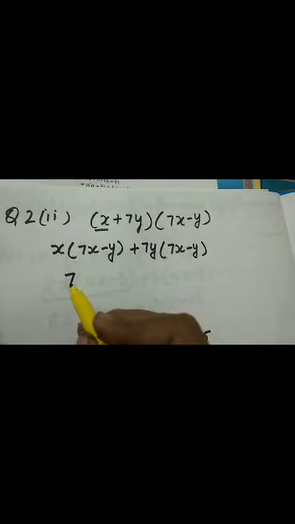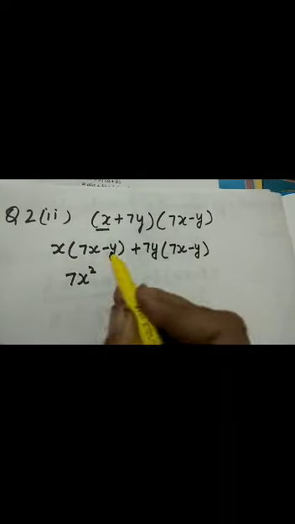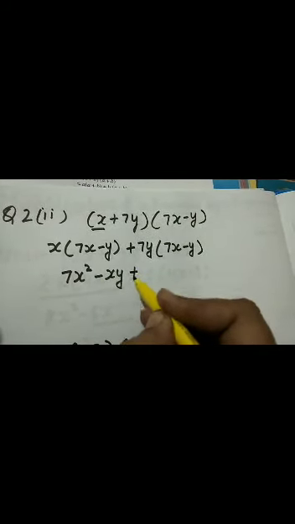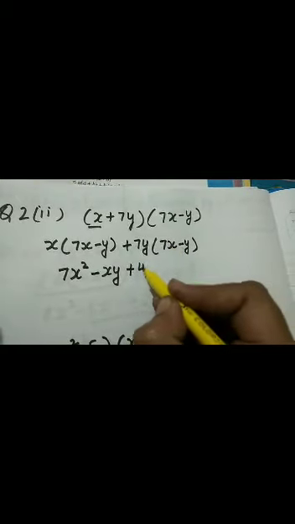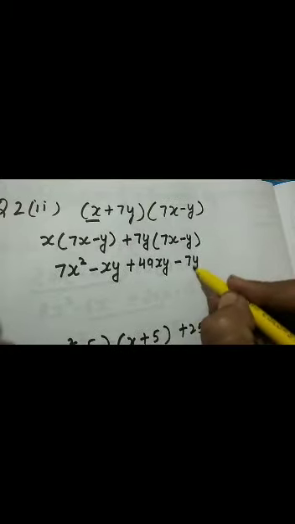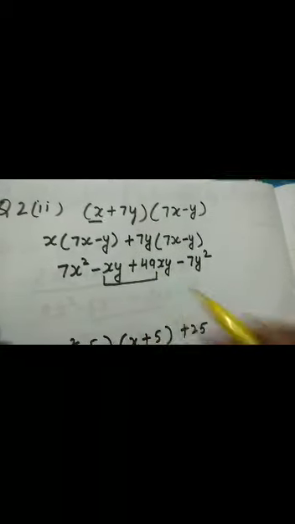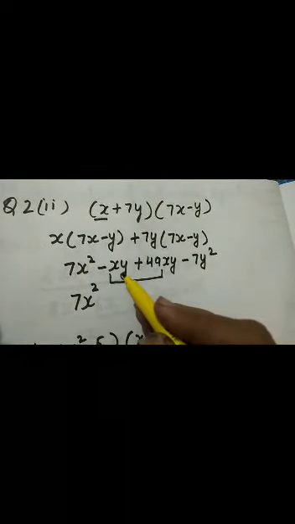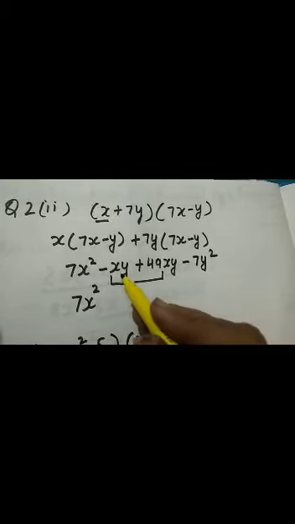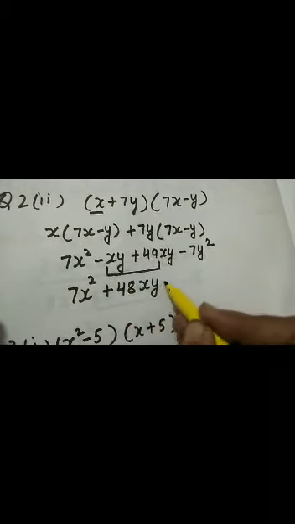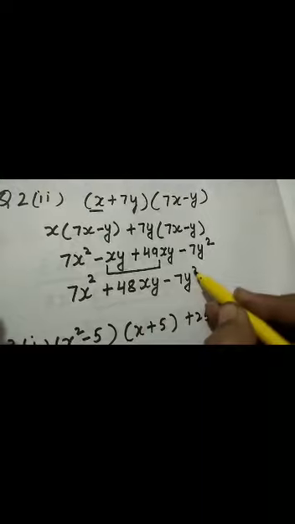Now this will be 7x square. Now this x will be multiplied by y, minus xy. Now plus 49xy minus 7y square. These two terms are like terms. So one positive, one negative is there. 49 is positive and xy, that is 1xy, is negative. So it will be plus 48xy minus 7y square.